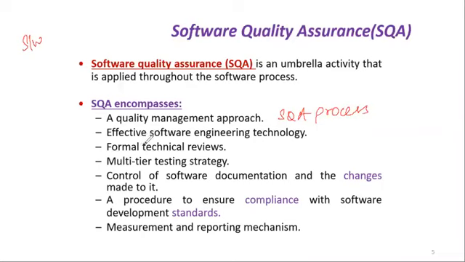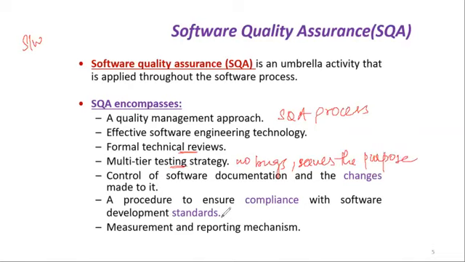Then the next is effective software engineering technology, that is, what technology is specifically used for designing the software. Formal technical reviews are used so that you avoid errors and can meet the deadlines. Then a multi-tier testing strategy, so that you ensure there are no bugs within the software and that the software is doing its job. It is doing what it was designed for, that is, whether it serves the purpose or not. You're going to ensure that it serves the purpose.